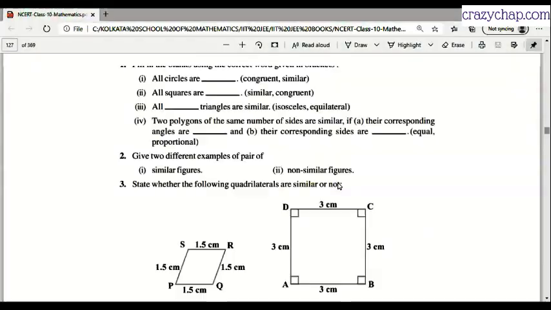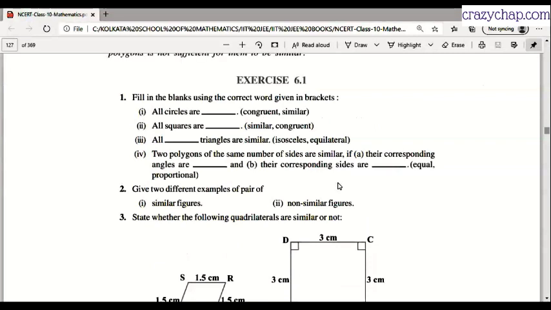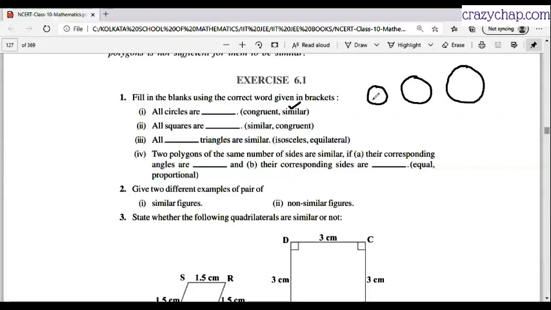Before we move on, let's quickly do some questions. Have a look at question number 1. Are all circles congruent or similar? All circles will be similar, as we have studied that all congruent figures are similar, but similar figures need not be congruent. For sure, all circles are not congruent because all circles are not equal in area, right? But all circles are similar because they can have different radii.